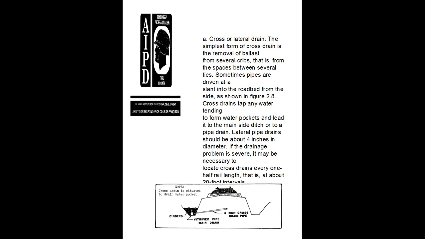Cross lateral drain. The simplest cross drain is the removal of the ballast from several cribs, with pipes driven into the slanted roadbed on the side of the ditch. In Figure 2.8, the cross drain leads any water from the water pocket into the main side ditch through a pipe drain. Lateral pipe drains shown should be at least 4 inches in diameter. If the drainage problem is severe, it may be necessary to locate cross drains at every one-half rail length, that is, about 20 foot intervals.